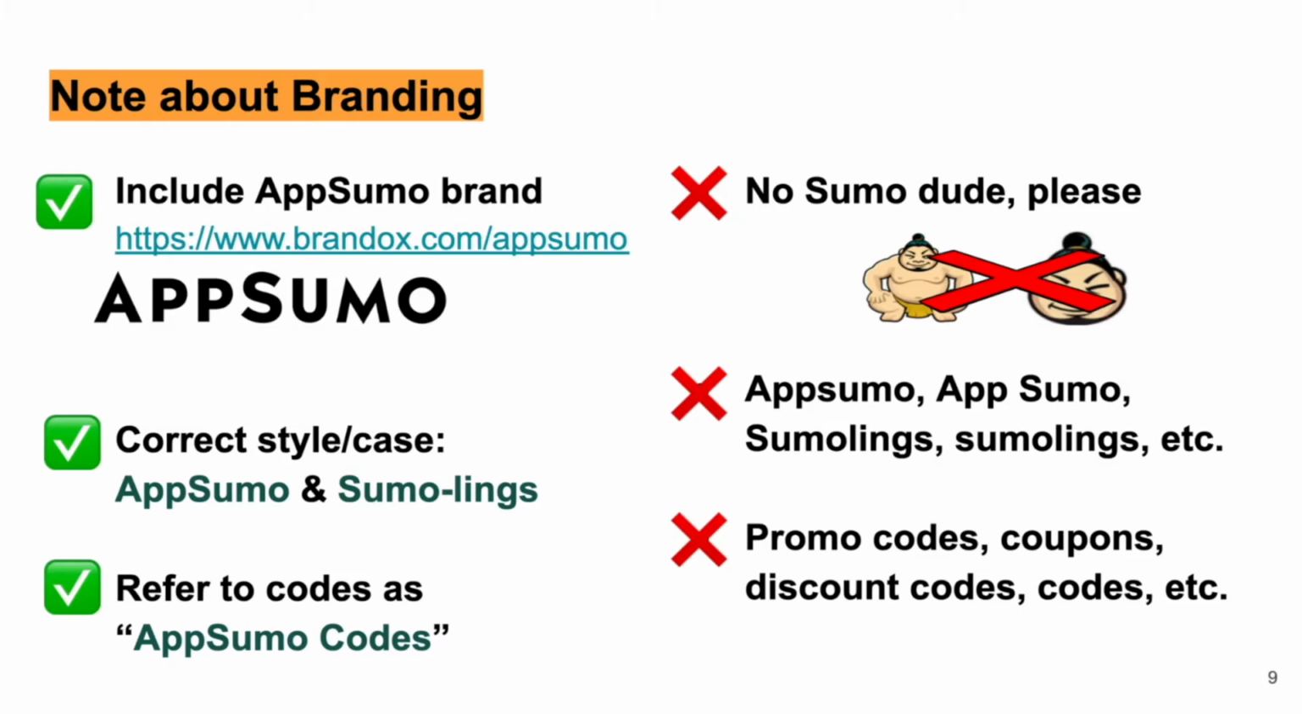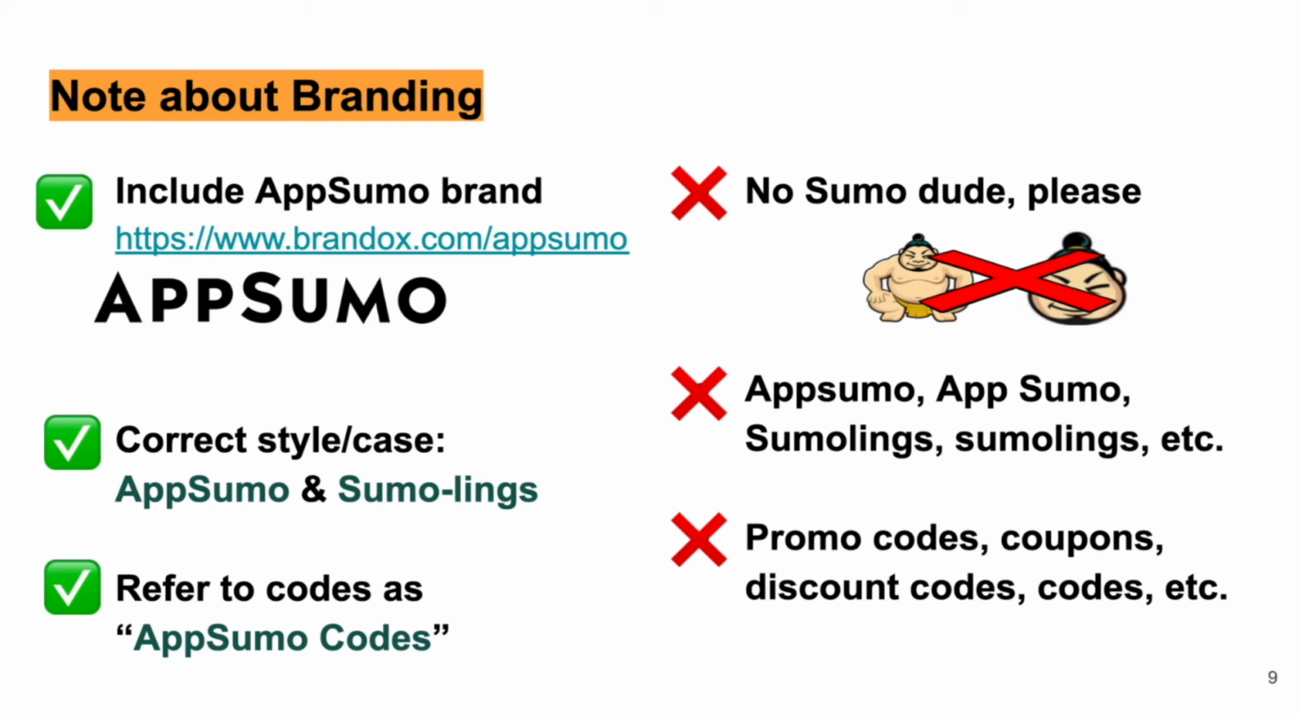A special note about branding. We would love if your page made it clear to our users that they are in the right place by having our branding somewhere on the redemption page. Visit branddocs.com/AppSumo so you can include our logo. Keep in mind that we are moving away from the Sumo Dude logo, so please do not use him. Stick to our BrandDocs images only.